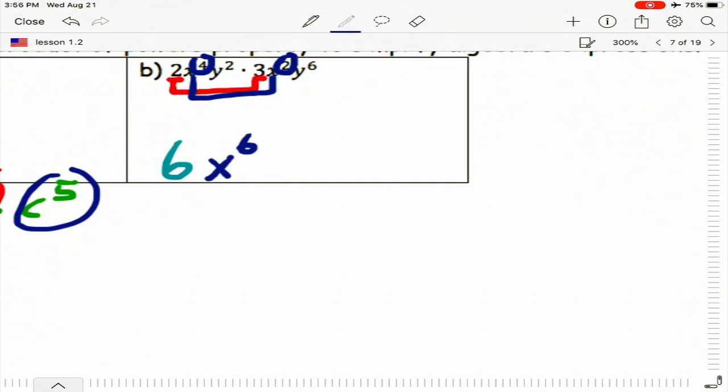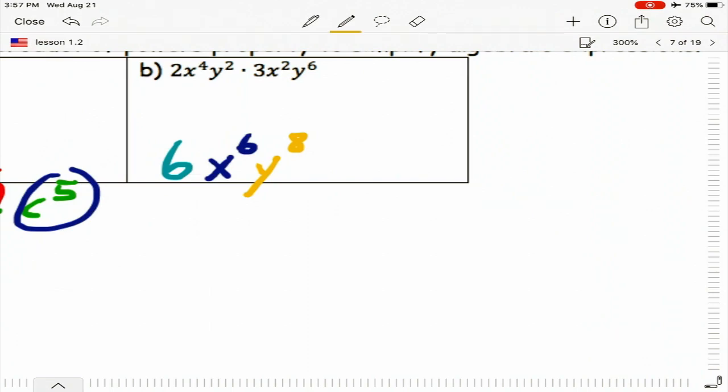Then I can focus on my y's. Same thing as before. The y's obviously have the same base. They're both y's. So I don't multiply the exponents. I add the exponents. The exponents are these small little guys right here. And 2 plus 6 is 8. So it's y to the 8th power. I don't need to put multiplication symbols in between each of the letters, right? If I don't see it, it already implies multiplication. So 2x to the 4th, y to the 2nd, times 3x squared, y to the 6th, is 6, x to the 6, y to the 8.